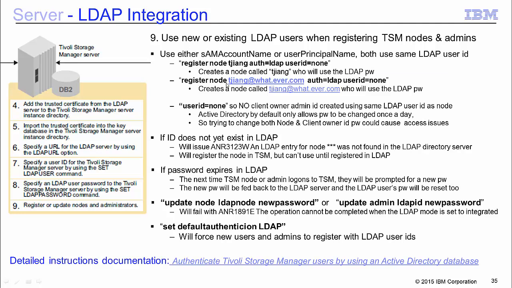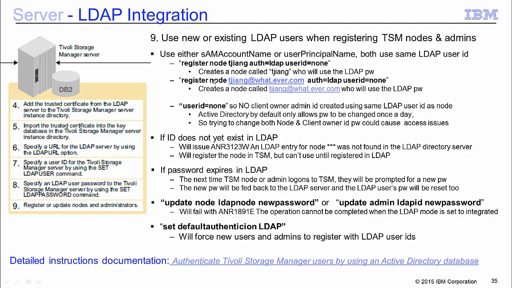Or I could do a register node tjong at whatever.com, auth equals LDAP, user ID equals none. And this would be utilizing the full user principal name from LDAP. These will create nodes. Either it'll be a node called tjong or a node called tjong at whatever.com. So depending on if you use the SAM account name or the user principal name, the node name will look a little bit different inside of Spectrum Protect. Notice, I did not have to specify the password anymore. Spectrum Protect and LDAP will coordinate on that password.